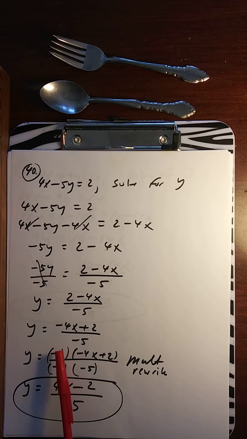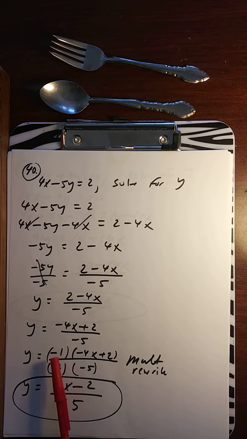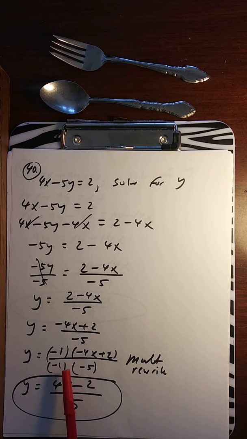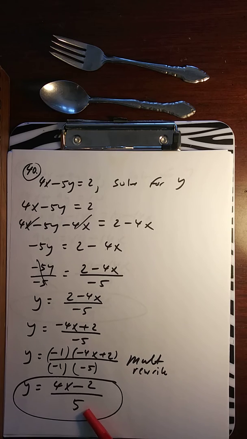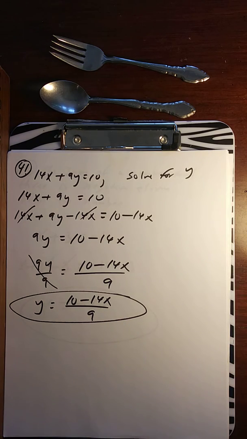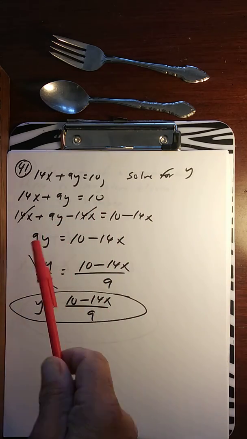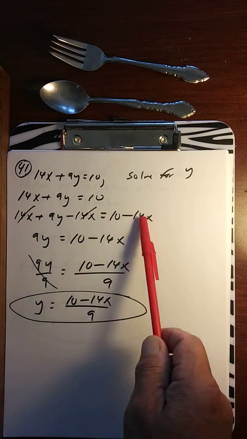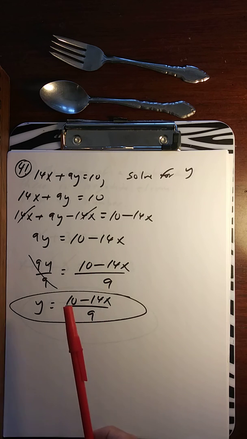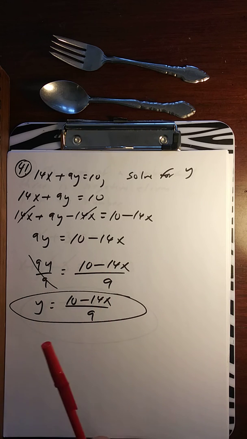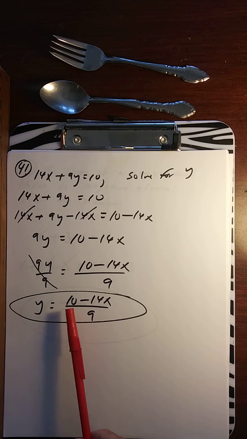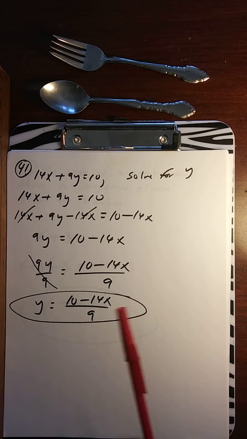Or what we can do is multiply by negative 1 on top and bottom, a magic step right here. What's going to happen, you're going to have a positive, and you're going to have a negative, and then negative to negative is a positive on the bottom. So it's this answer or this answer. They're all the same. This one, solve for Y. Minus 14x, 9y equals 10 minus 14x. Divide by 9. So Y equals 10 minus 14x over 9, and that's fine, leave it like that.